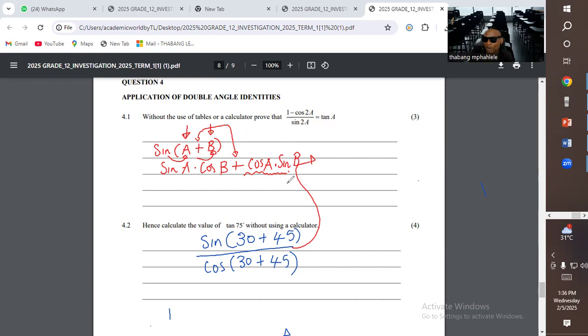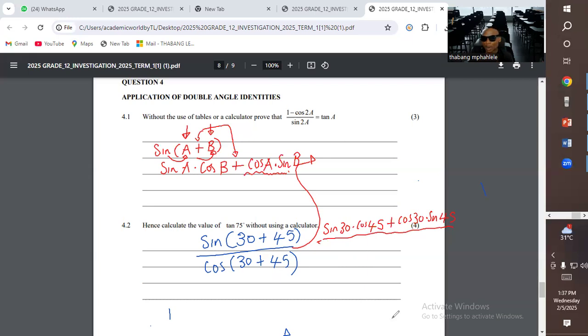So I have expanded the compound angles of sine: sine A cos B plus cos A sine B. So we are going to do the same with sine 30 plus 45. I'm going to have sine of 30. Remember, I said we start with sine, then we go to cos. Cos 45 plus, now we start with cos, but we use a different angle. So it's cos of 30 times sine of 45, all over.